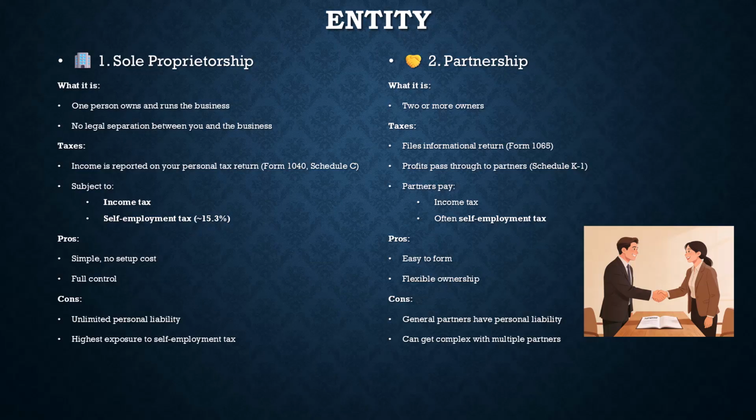Another type of entity people get into is partnerships. Basically, it's two or more owners. At taxes, they file Form 1065. Profits pass through partnerships through their Schedule K-1. Partners pay income tax and also self-employment tax on their personal return. Pros, it's easy to form, it's got flexible ownership. Cons, general partners have personal liability, and also when you have multiple partners, things can get a little complex.